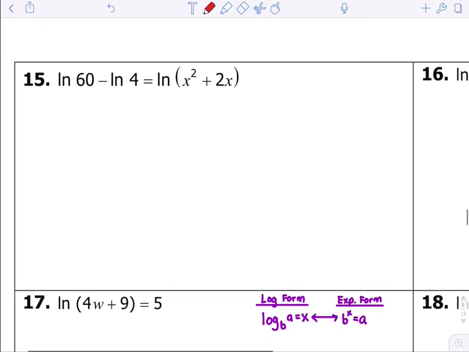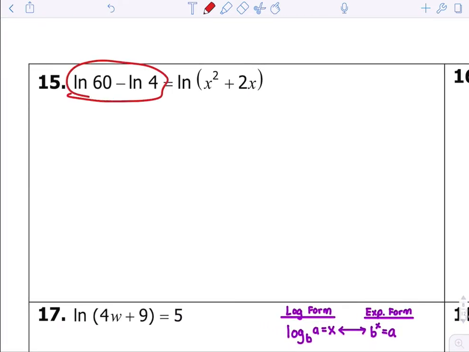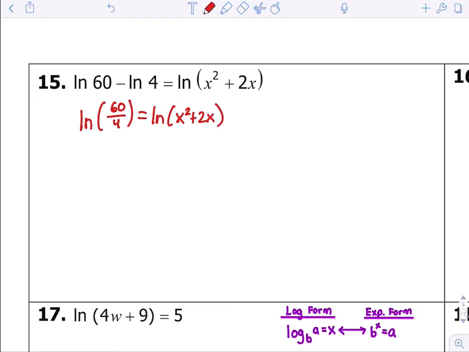Okay, right here. So we only want one natural log on the left-hand side, you guys. So we'll just do the quotient rule for this. So that means ln of 60 divided by 4 is equal to natural log of that. All right, 60 divided by 4, you guys, is natural log of 15, which is equal to natural log of x squared plus 2x. Natural log, and an equal sign, so you just equate those two. So you're going to get 15 is equal to x squared plus 2x.